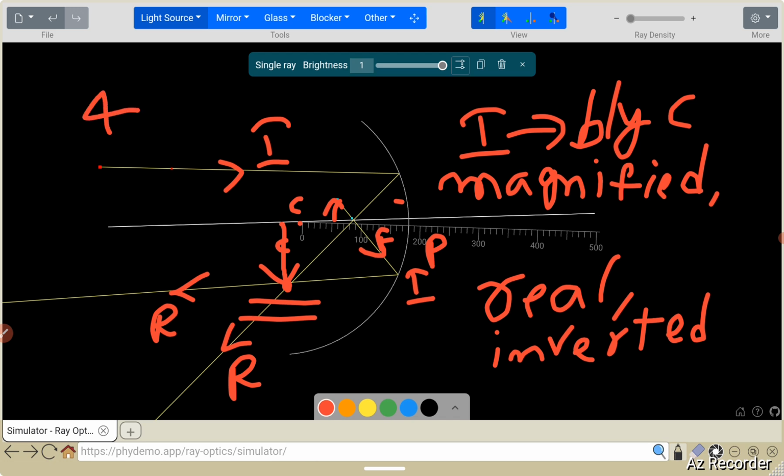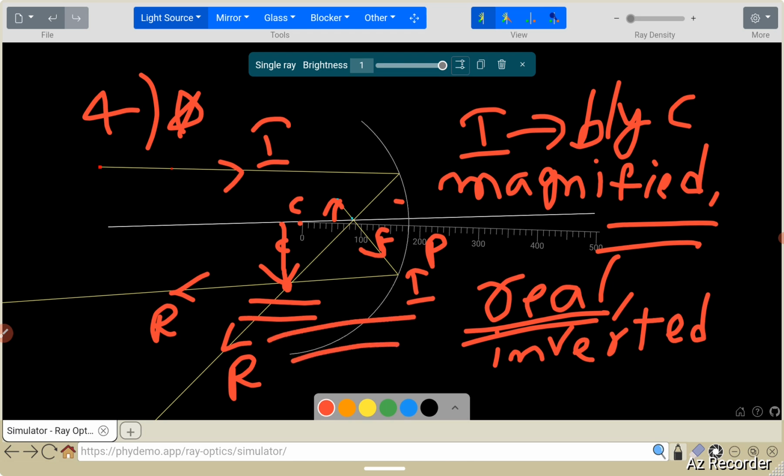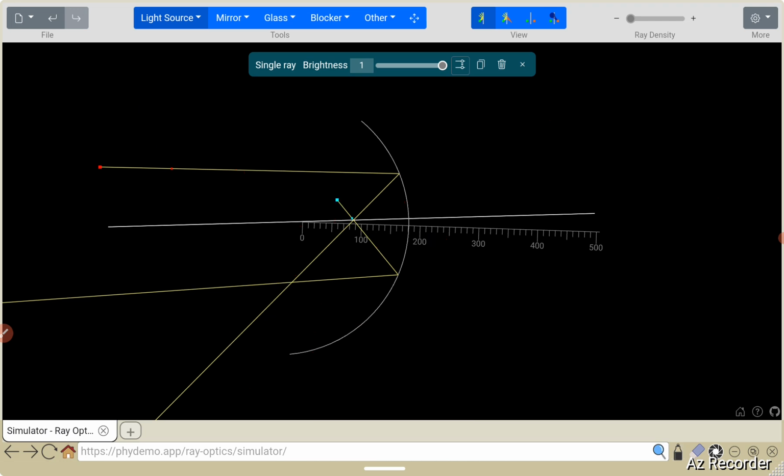This is the fourth case, because in a concave mirror we have two cases of magnified images. So this is one and this is real. Understood? Important. You have to remember this ray diagram as well. Practice it very well, and numericals also. On this you will have so many numericals. Understood? Now let me do the next one.